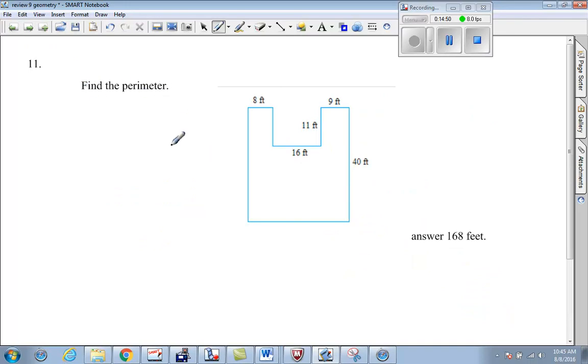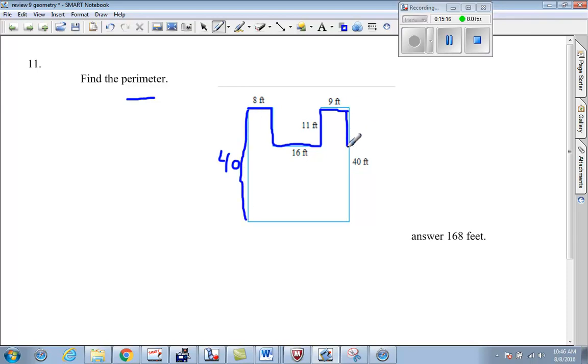Well, remember that perimeter means add up all the sides, right? Add up all the side lengths. So let's just think about this. 8, this is 11, this is 11, we're assuming those are equal. This is 16, this is 9. And this is 40, so we're assuming this is 40. We just got to get all the side lengths. So here's 40. And then, let me fill that in.